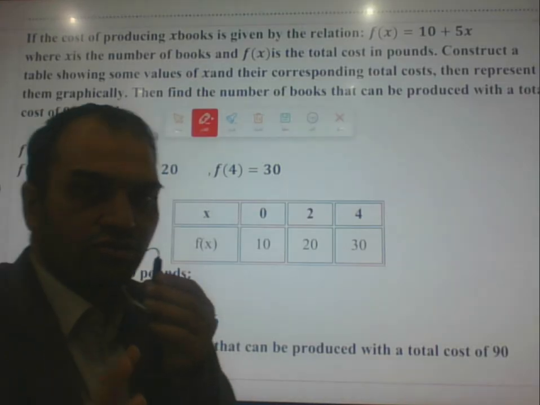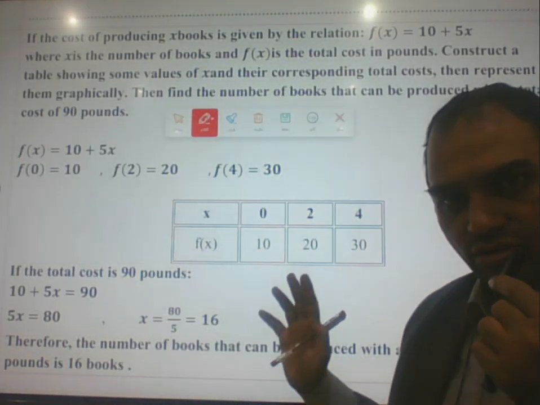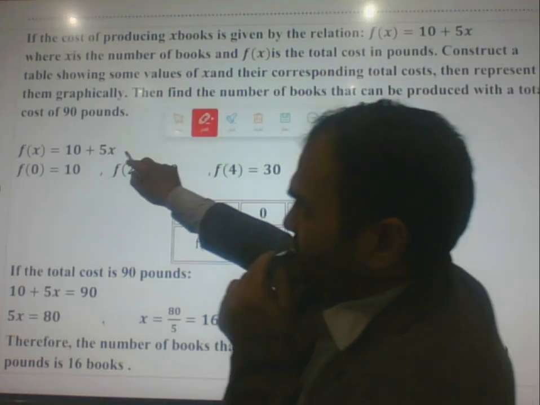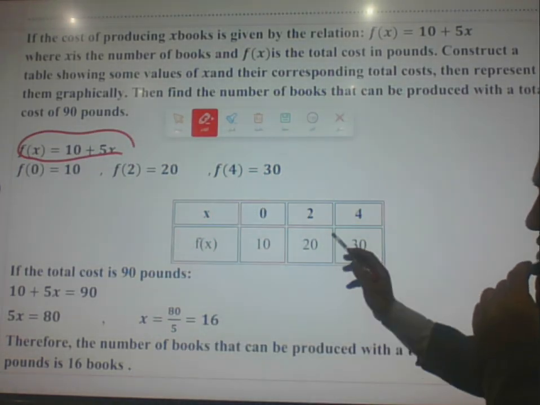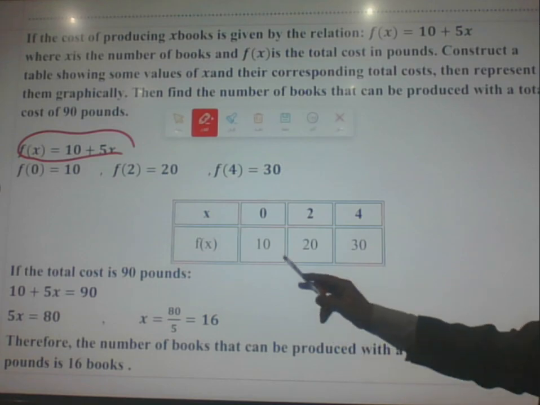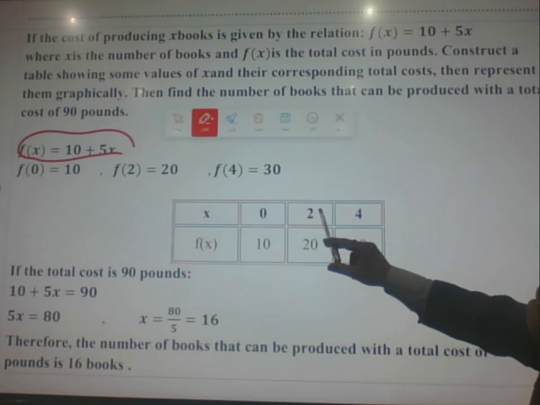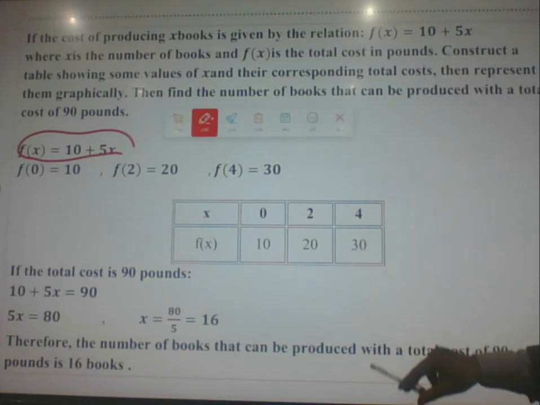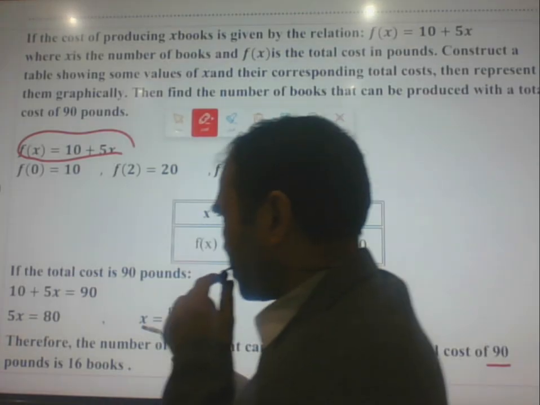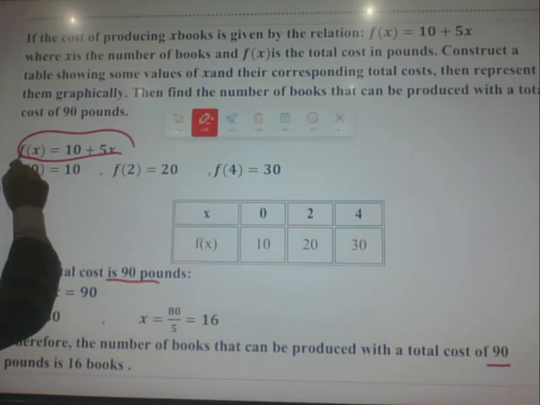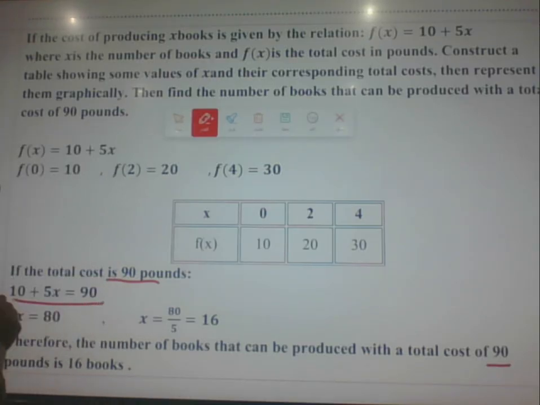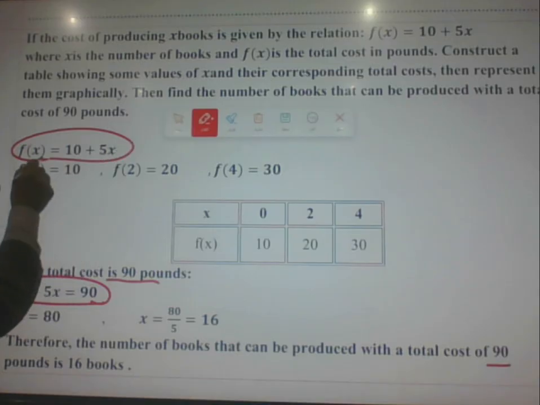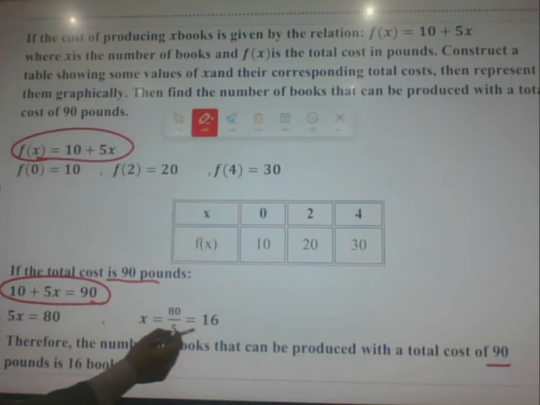He gives me a function and you want to draw the function by a table, not a constant function. Look at this function. It's a first degree, linear function, and you can draw it. When x equals 0, the image will be 10. For 2, 2 times 5 is 10, 10 plus 10 is 20. For 4, 4 times 5 is 20, 20 plus 10 is 30. Therefore, the number of boxes that can be produced for a total of 90 is 16. He asked about the value of x when f of x equals 90. We can solve the equation, then x will be 16.